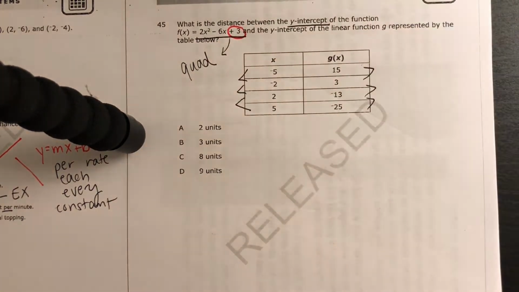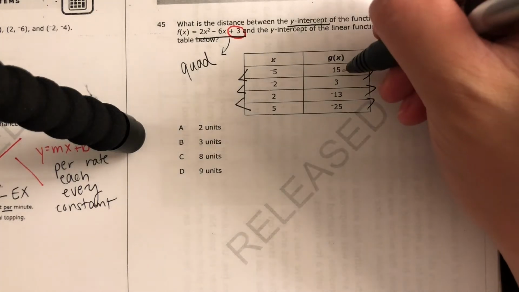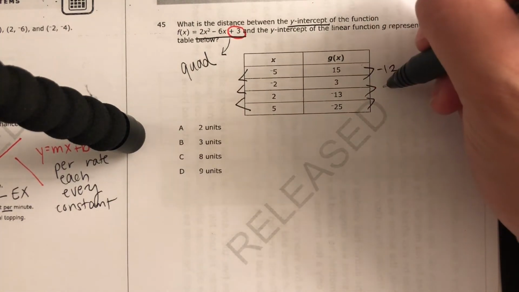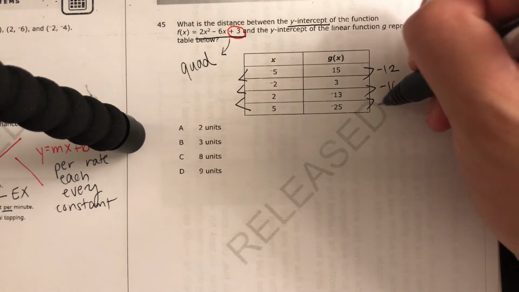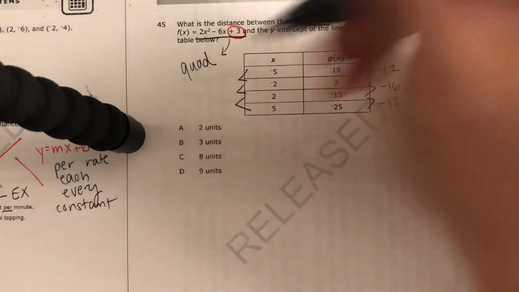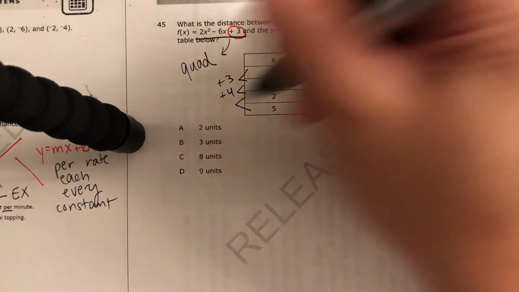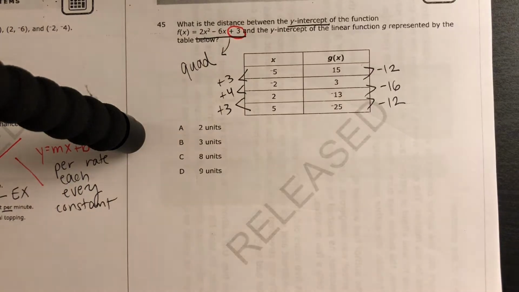Since this is calculator active, I guess I could also do it on the calculator too. 15 to 3 is minus 12, and then I have minus 16 and also minus 12. On this side, plus 3, plus 4, and plus 3. Those are going to be the differences.